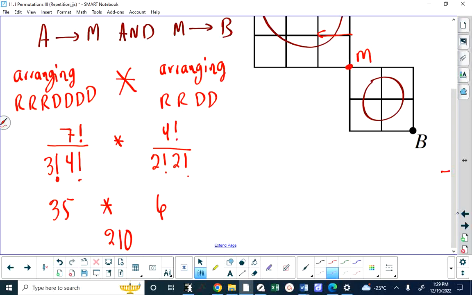No matter how complicated the pathways get, that's the most efficient way for you to find the number of different ways that it can happen. And that is it for today.